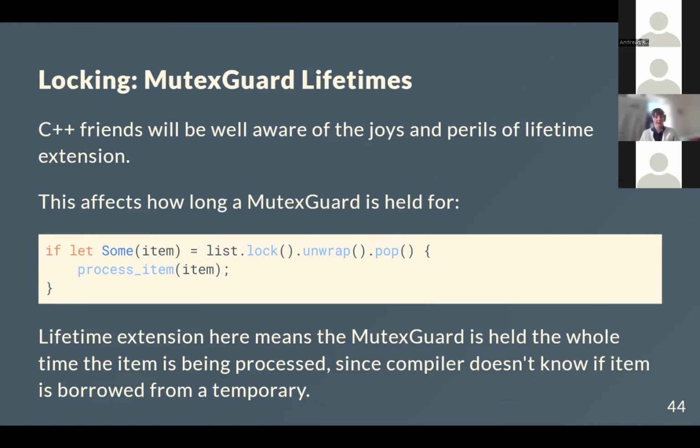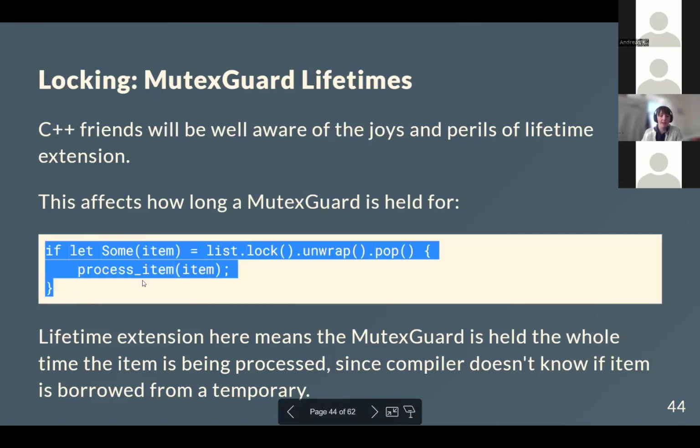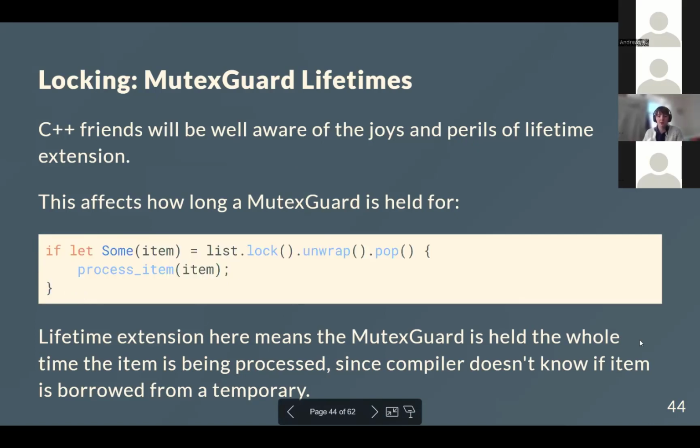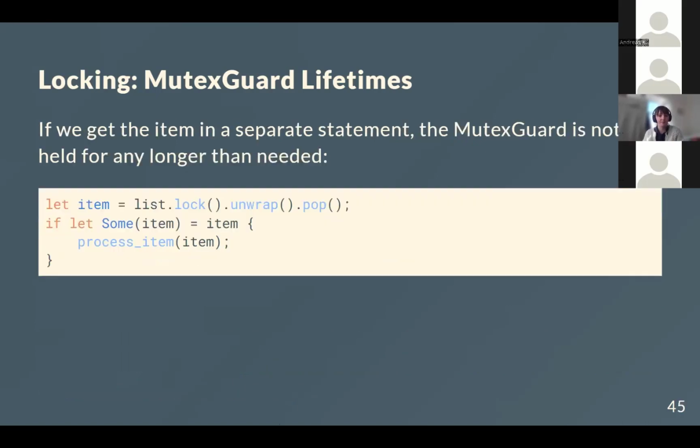But the compiler doesn't know that, so it extends the lifetime of the mutex guard, so you are going to keep hold of the guard for the entirety of this if block, which is important to know because you really want to hold the guard for as little time as possible so that other threads can potentially access it as well. If we'd done it as a separate statement, then we wouldn't have gotten that lifetime extension. This is just a regular item. We already have gotten rid of the mutex guard, and now we can process the item as we wish, while another thread might access the data inside the mutex.